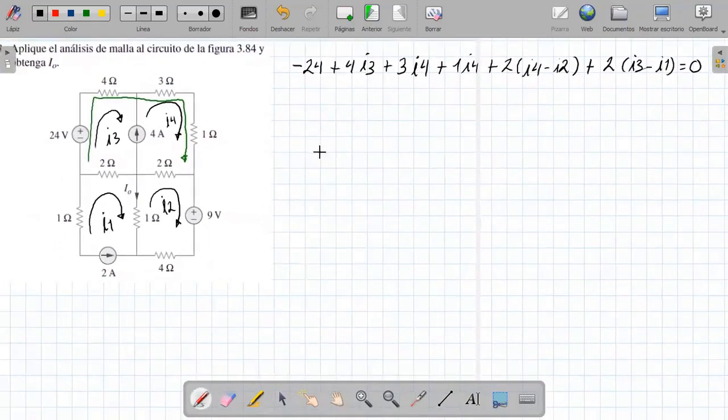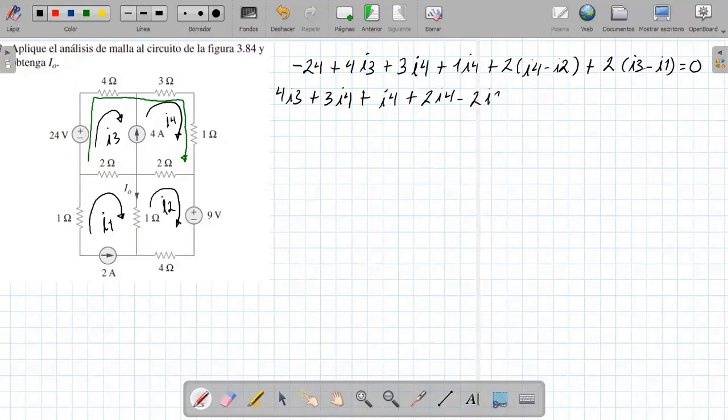So, I'm going to put whatever has variables on one side of the equal sign and the constant on the other side. Well, I'm going with 4 I3. Notice that this goes the other way. 4 I3 plus 3 I4 plus 1 I4 plus 2 I4 minus 2 I2 plus 2 I3 minus 2 I1 equals 24.